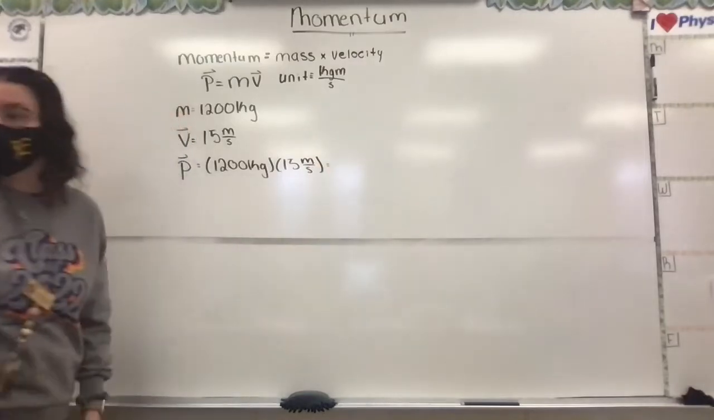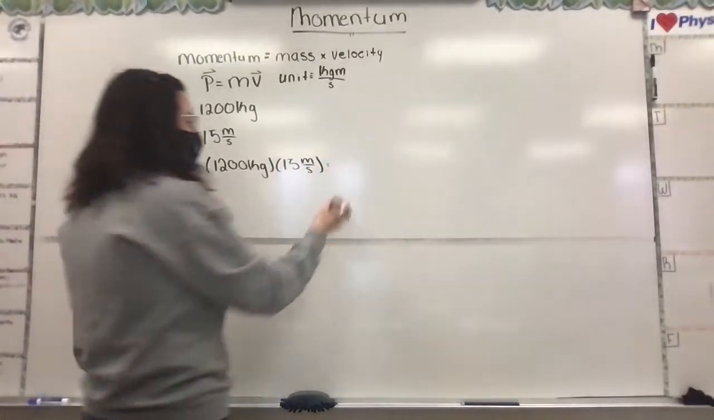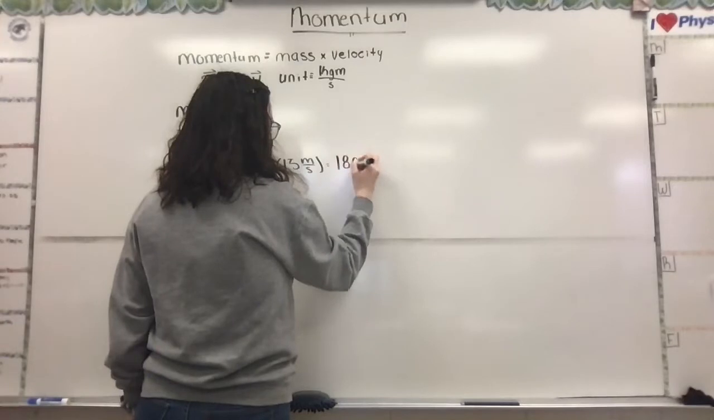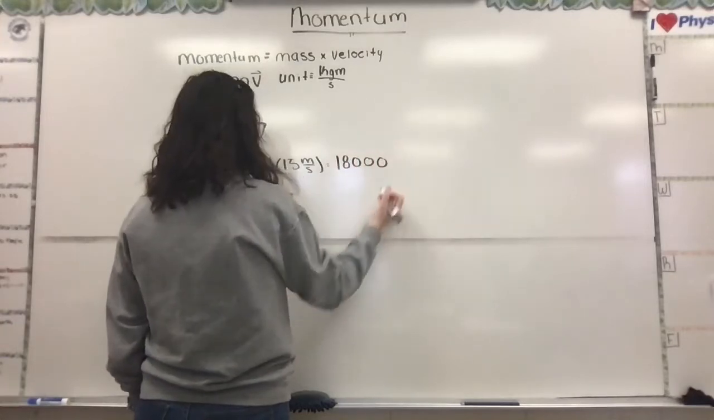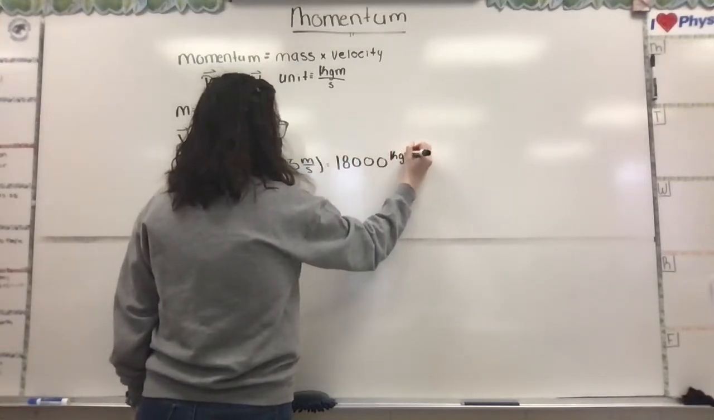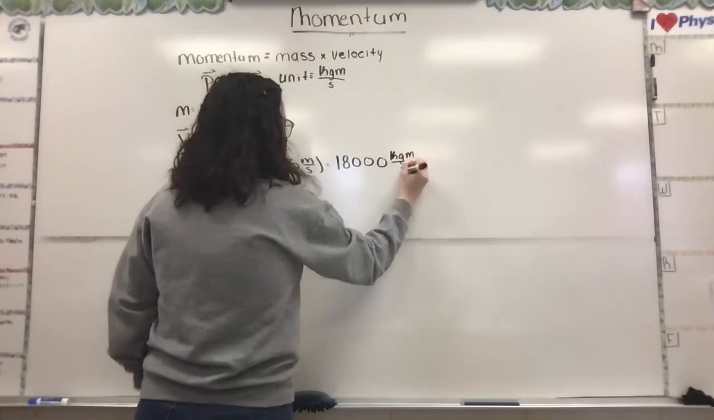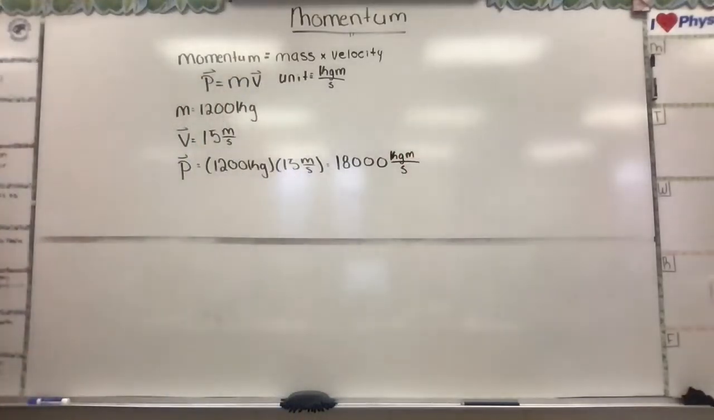What did you say it was? 18,000. Look at that. What are the units? Kilogram meters per second. That would be the momentum of the car. Is that good with everybody? Yes? Okay. I see some of you guys are still writing, so I'll leave it up there for a second.